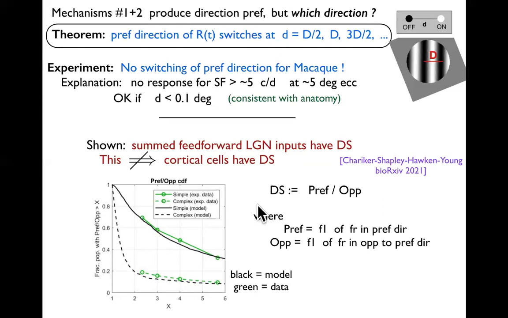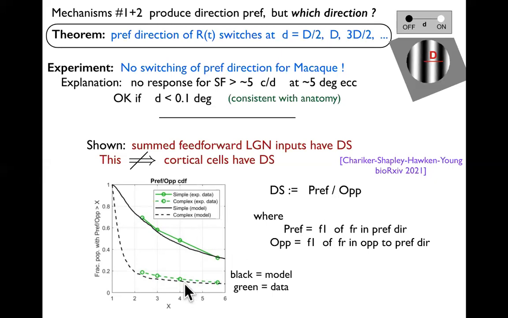And what I'm showing you here is a picture of a plot, a CDF. Black is from the model and green is from experimental data. Okay, so DS is measured as pref over op, and you will see that throughout. It's not something we invented. It means the firing rate in the preferred direction divided by the firing rate of the opposite direction. And people usually use F1 because it's like sinusoidal in nature. There's an up and a down, so they measure the amplitude of the sine function. So you use F1 in pref over op, and people usually think that a high DS cell, a highly direction selective cell, is when pref fires three times more than op.